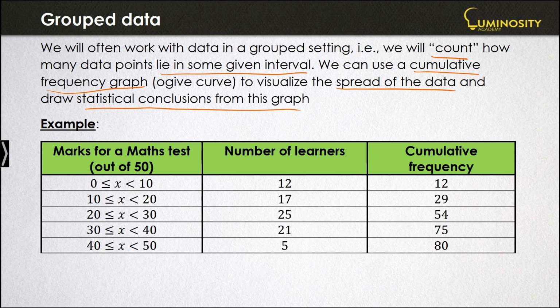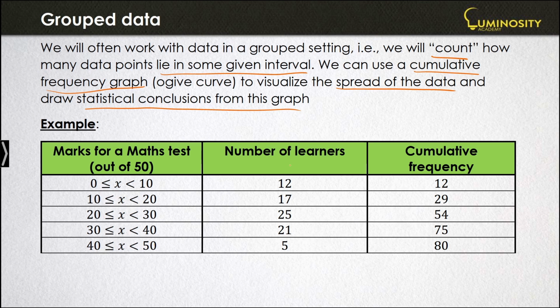So let's have a look at this example. We have marks for a maths test that is out of 50. So you can see the intervals here. People that got marks between 0 and 10. Notice the inequality signs. We're including 0, but we are not including 10. Similarly, between 10 and 20, 20 and 30, 30 and 40, 40 and 50. So those are the ranges or intervals for our group data.